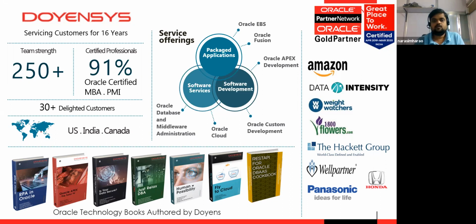One thing that Doensis always focuses on is sharing knowledge. We have our own blog, blogs.doensis.com. You can visit at any time. We encourage all our employees to write books and share knowledge across the globe. Below are a few books that we have written: RPA, Oracle Apex is Data Secure, Just Relax DBA, Human Equal to Possibility, Fly to Cloud, and REST API.